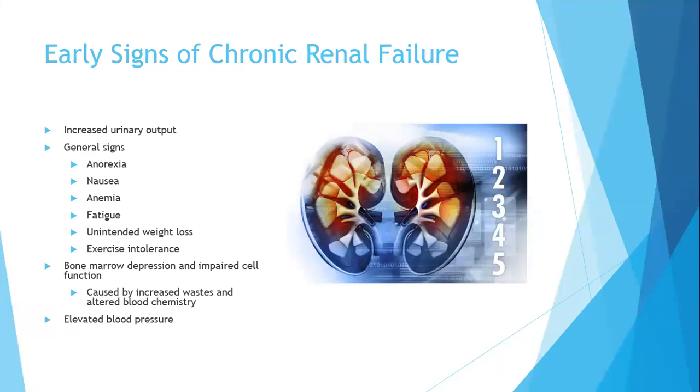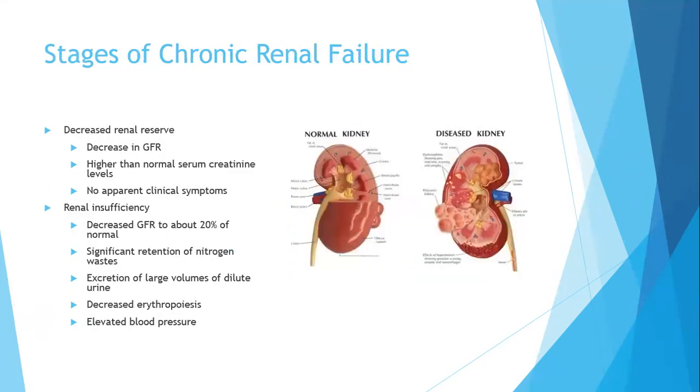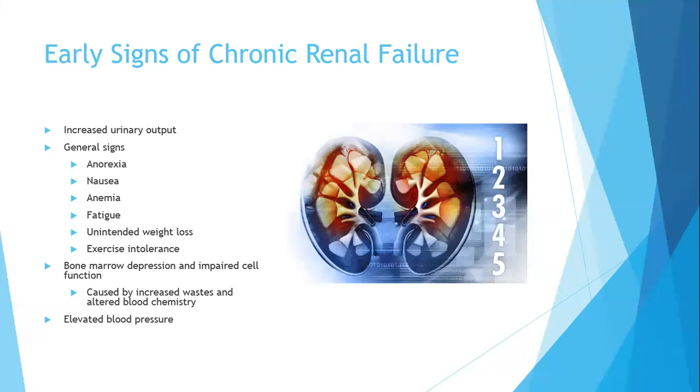So in the early stages of chronic renal failure, you have increased urinary output because we had that renal insufficiency. General signs of anorexia, nausea, anemia, fatigue, those all sound familiar for a lot of other things, right? Unintended weight loss, what's going on? Exercise intolerance. So early on, we don't know what's going on. These symptoms are vague. Then we start getting into bone marrow depression and impaired cell function caused by increased waste and altered blood chemistry and elevated blood pressure. So the signs are just so vague, it's really hard to diagnose early on.